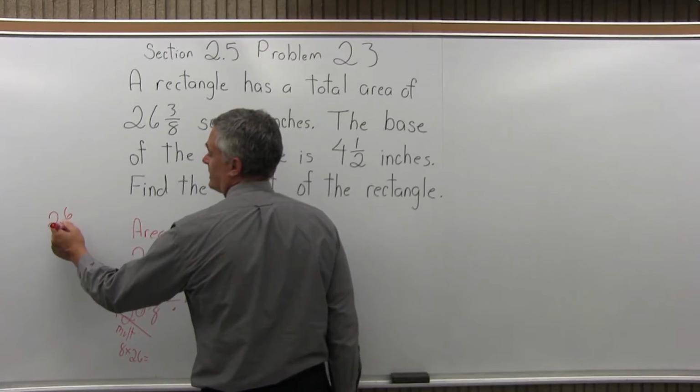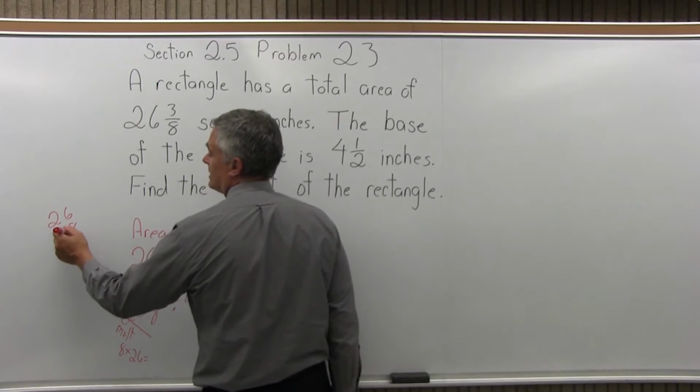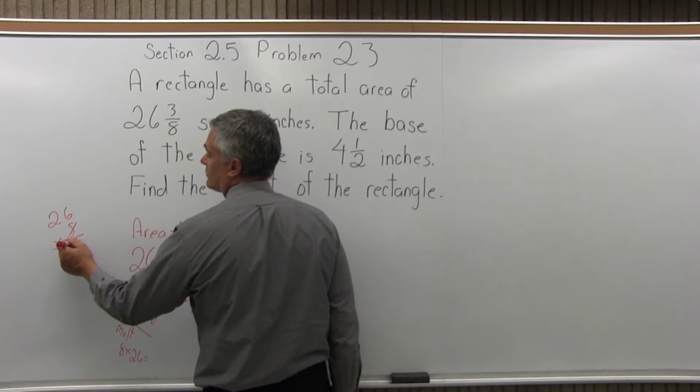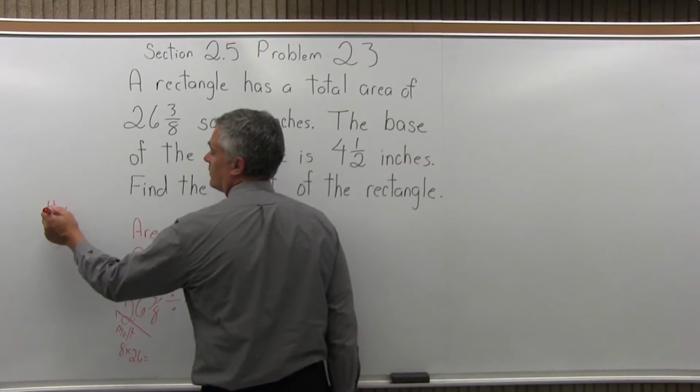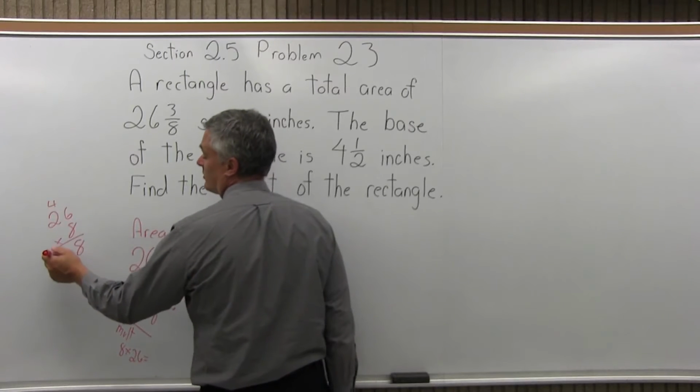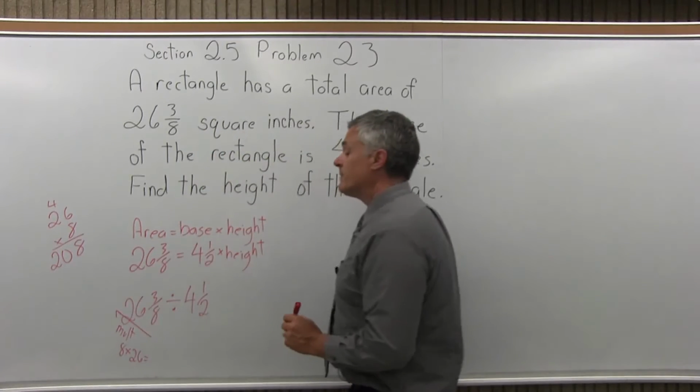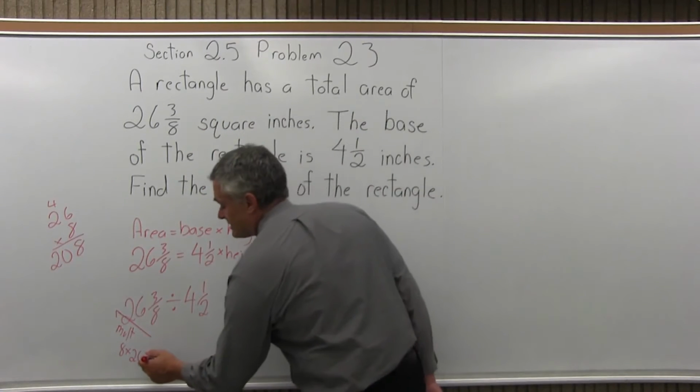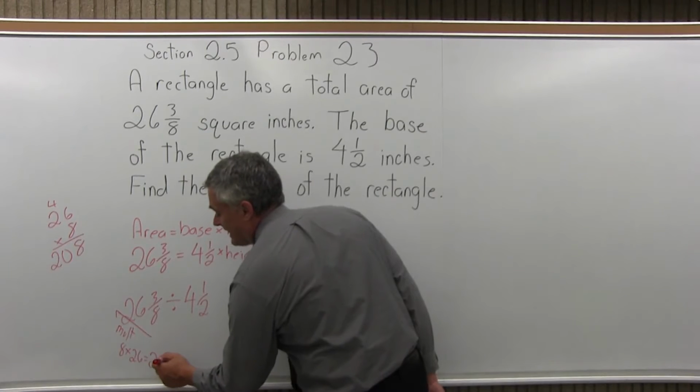So 26 times 8. 8 times 6 is 48. Write the 8, carry the 4. 8 times 2 is 16. 16 plus the 4 more that we carried is 20. So 8 times 26 is 208.